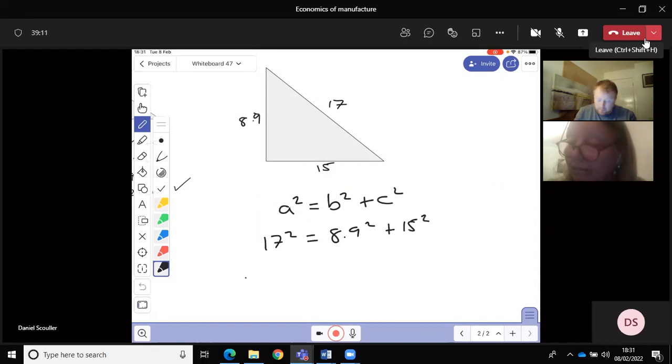Okay, that's 289. And for it to work, the right hand side should be 289. The right hand side is actually, if you do put that in your calculator, it's 421. So that's not true.